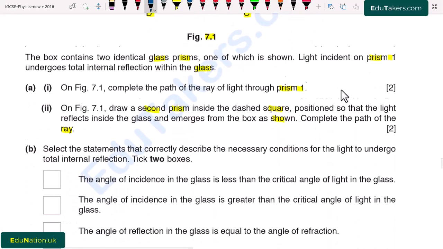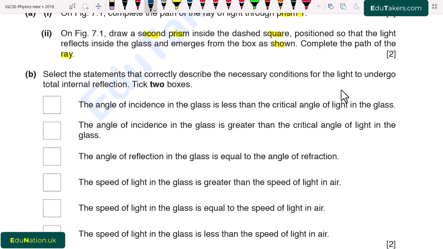Going towards the next part, B. Select the statement that correctly describes the necessary conditions for the light to undergo total internal reflection. Tick 2 boxes. For that we have to know about total internal reflection. So total internal reflection occurs only when the angle of incidence is greater than the critical angle. And critical angle is basically the angle for which the angle of refraction becomes equal to 90 degrees.